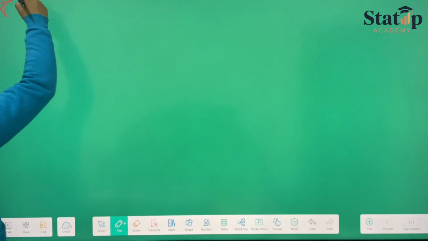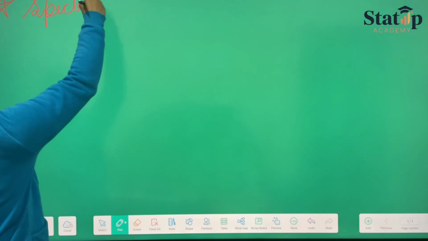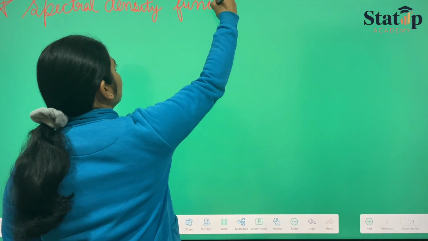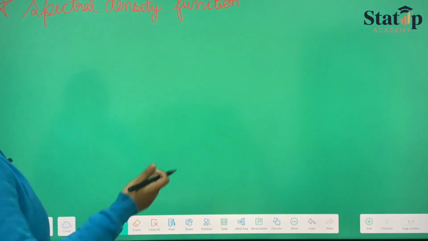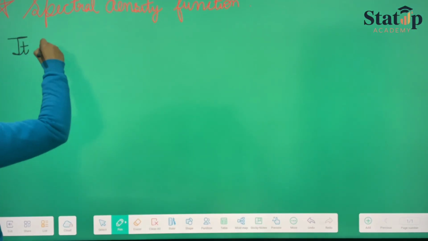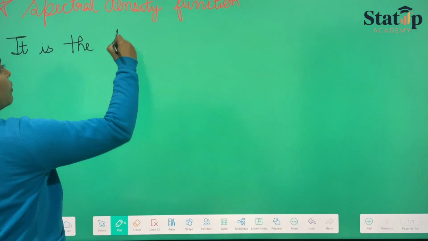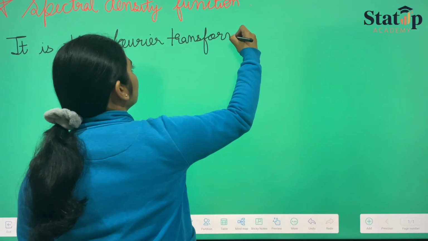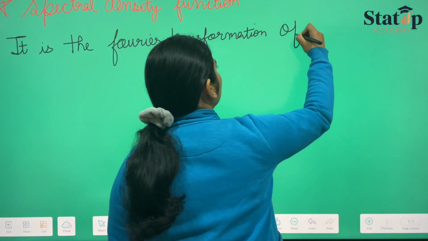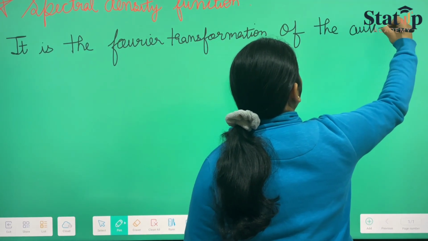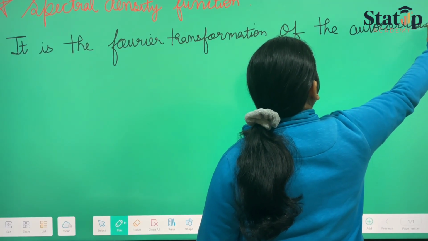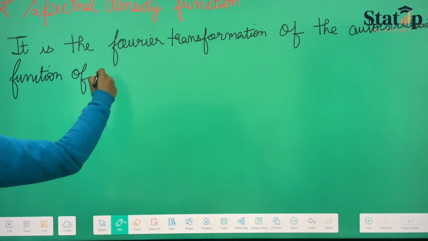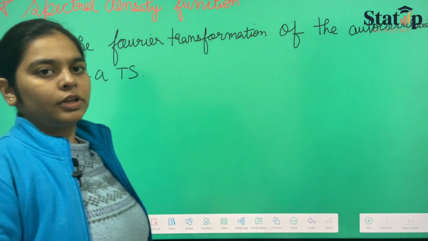If we talk about spectral density function, then we can say that spectral density function is the Fourier transformation of the autocorrelation function of a time series.